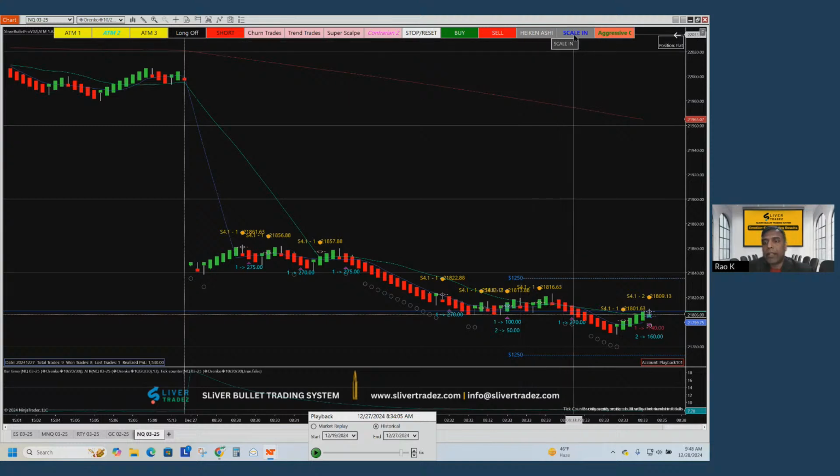The scale-in feature is provided so that if the market goes against our first trade, we come out of the trade as quickly as possible with the least amount of loss. So that's what happened.